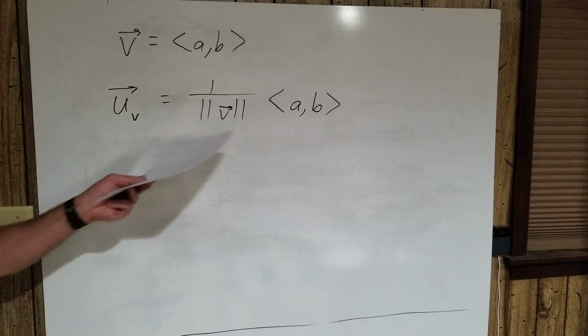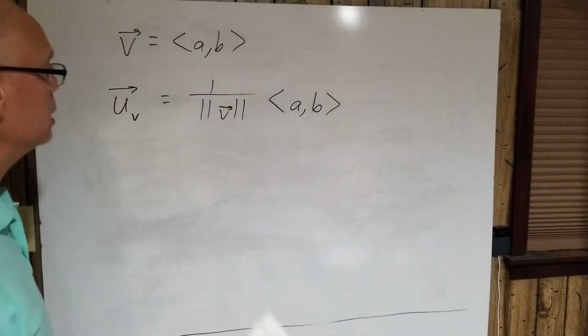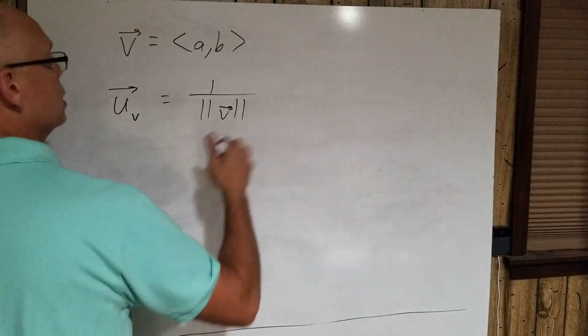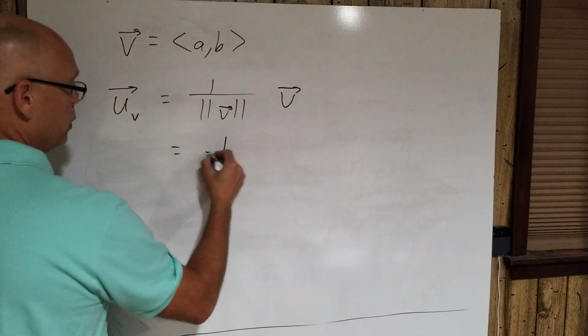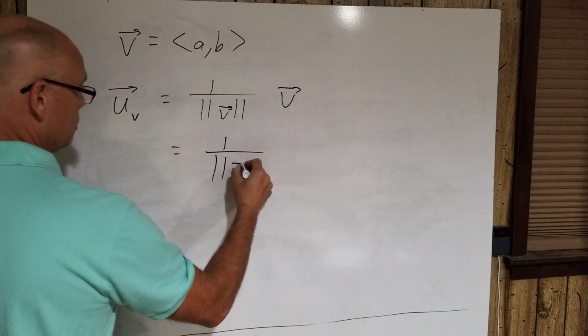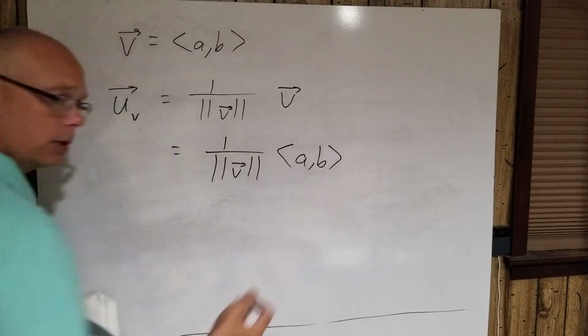That's one way you write it. They have multiple ways to write this, okay? I think in your notes you have this, times vector V. But what is vector V in component form? Vector V in component form is just <a, b>, isn't it? So either one of these ways would work.